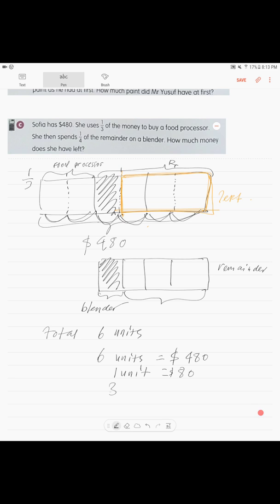How much is 3 units? 3 units is $80 times 3, $240. This is her leftover money. This is this 3 units remainder. Okay, hope it's clear. Let's keep rolling.